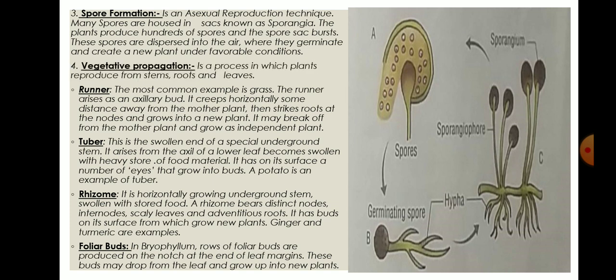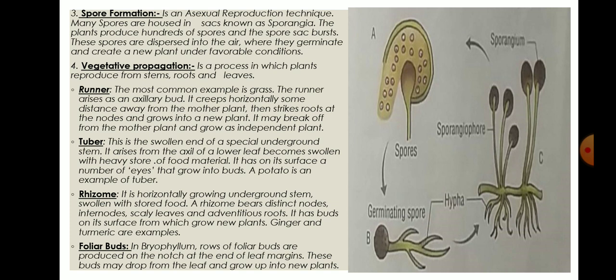Vegetative propagation is a process in which a plant reproduces from stem, roots and leaves. Runner: the most common example is grass. The runner arises as an axillary bud. It creeps horizontally some distance away from the mother plant, then strikes roots at the nodes and grows into a new plant. It may break off from the mother plant and grow as an independent plant.